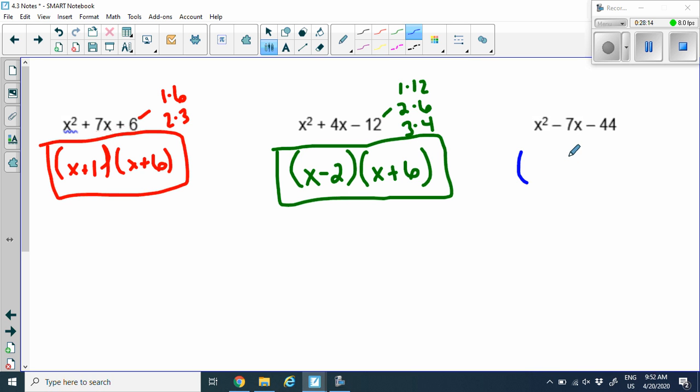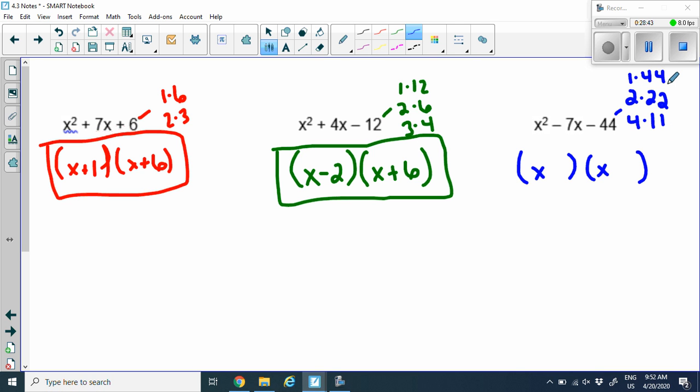Okay, let's try our next one. Create two sets of parentheses, x and x. Find the numbers that multiply to 44. So this might be a little bit longer list maybe. So we got 1 and 44. We got 2 and 22. 3 doesn't work. We got 4 and 11. 5 doesn't work. 6, 7, 8, 9, 10. Okay, I guess this is it.